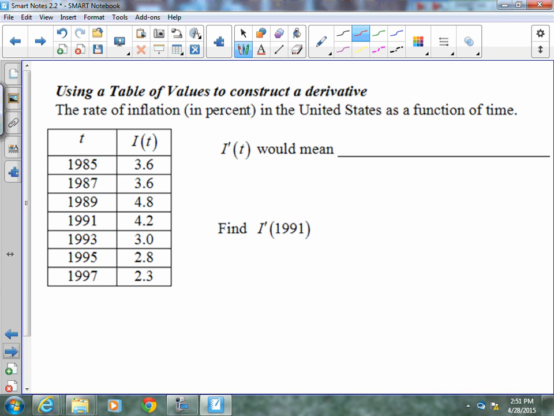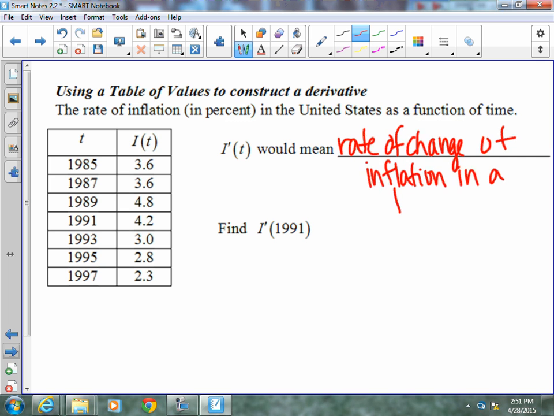Now, sometimes we can use a table of values to construct a derivative. The rate of inflation in percents in the United States as a function of time. So I prime of t would mean the rate of change of inflation in a particular year.